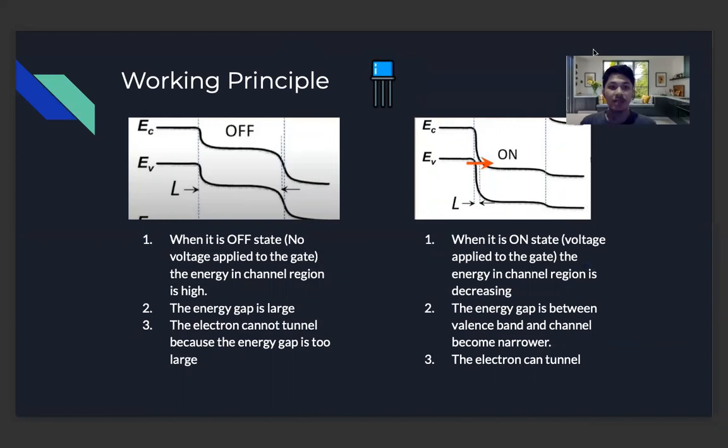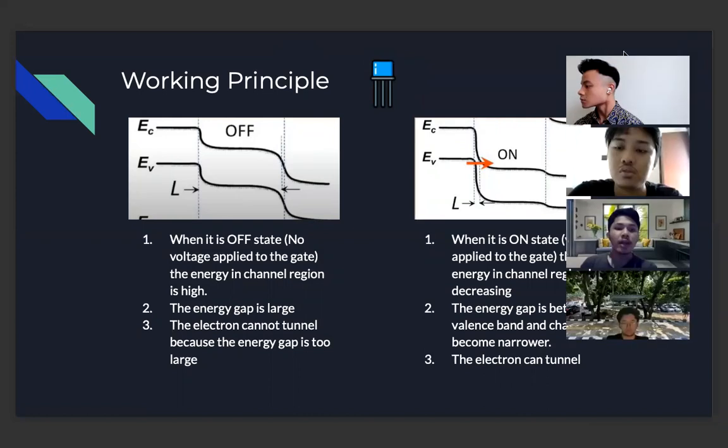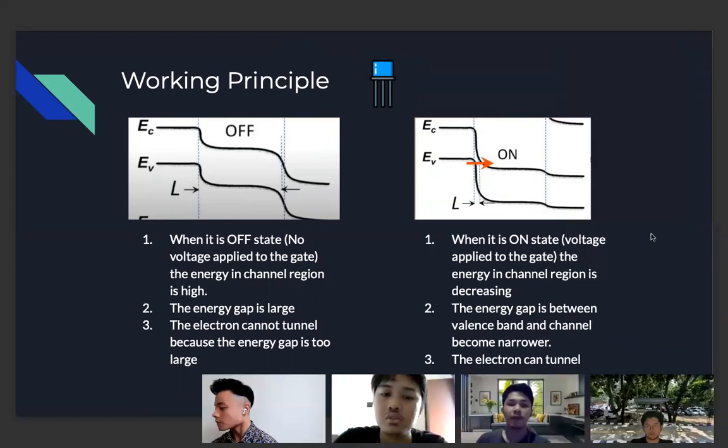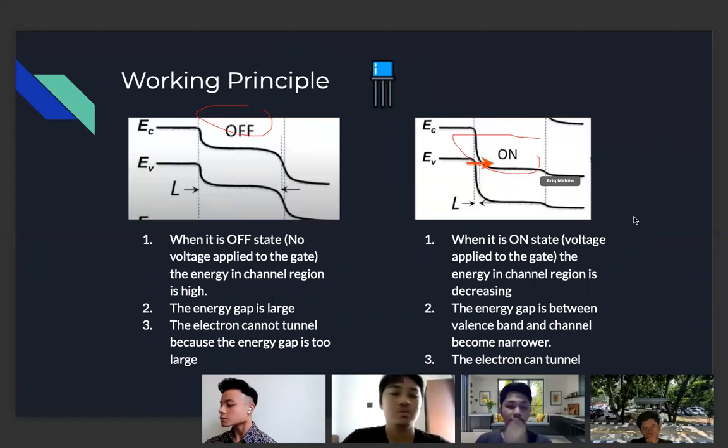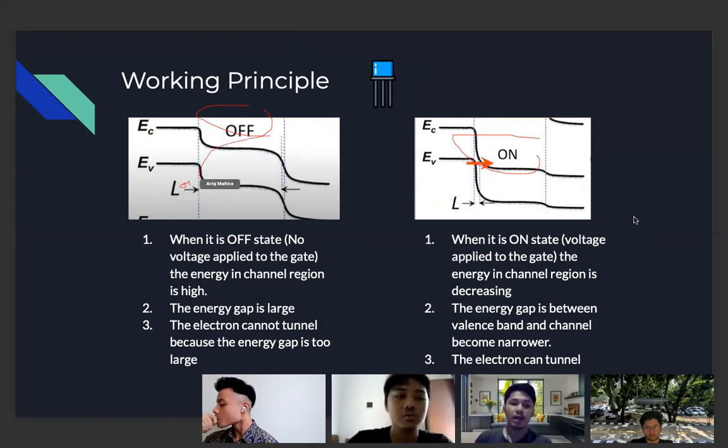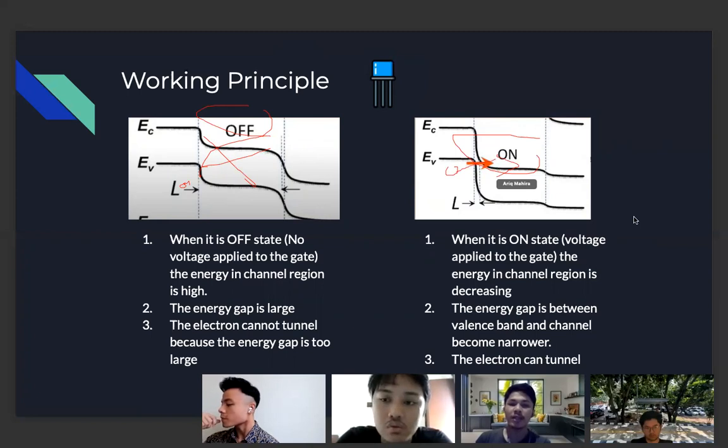To understand it a bit more easily, here is given the energy band of when the TFET is in off state and when the TFET is in on state. When it's in off state, which means that no voltage is applied to the gate, the energy gap between the channel and the valence band is large. So electrons cannot tunnel. But when we give voltage to the gate, electrons can tunnel because the energy band of the channel is decreasing. Next.